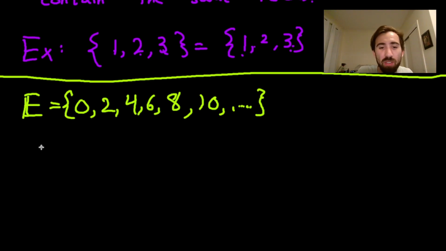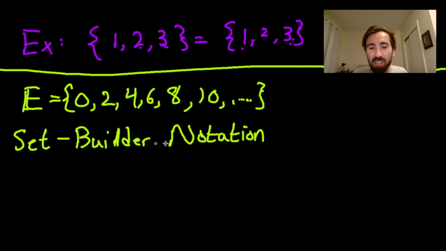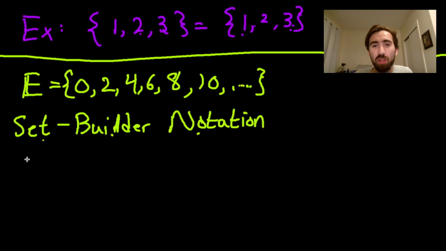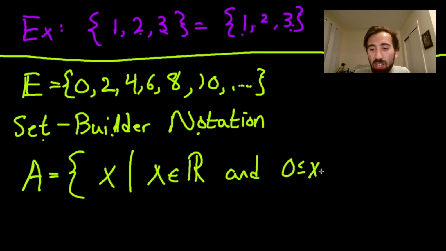And the way we are going to do that is by using something called set builder notation. This is notation that helps us build sets. For an easy example, let's build the set of all numbers that are between 0 and 10. Let's say that our set A is equal to the set of all values x, such that x is a real number and 0 is less than or equal to x, which is less than or equal to 10. And this will give us the set of all numbers that are between 0 and 10.